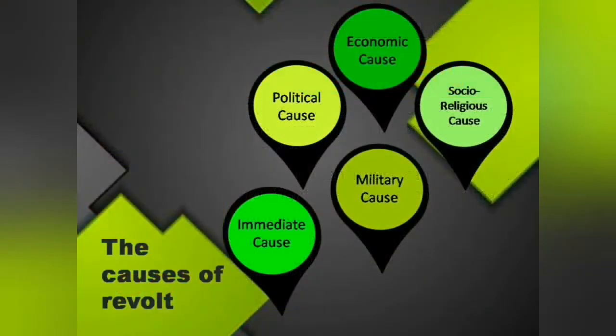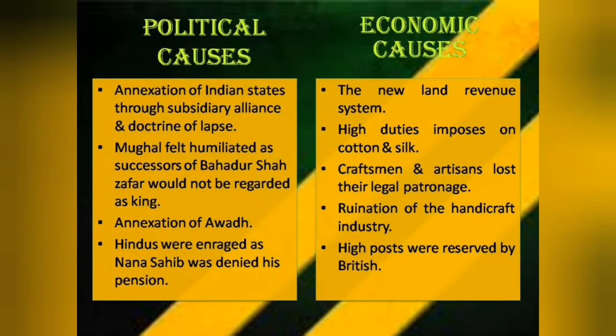The revolt of 1857 was not a mere spontaneous uprising caused by localized displeasure against some arbitrary administrative decisions. It had deep underlying political, social, economic, religious, and military causes. To begin with, we would start with political causes.